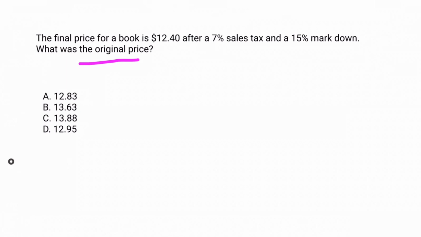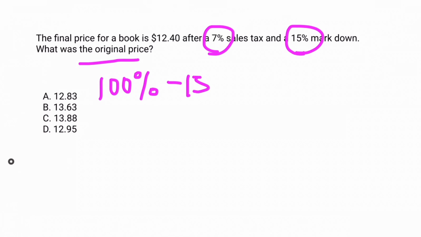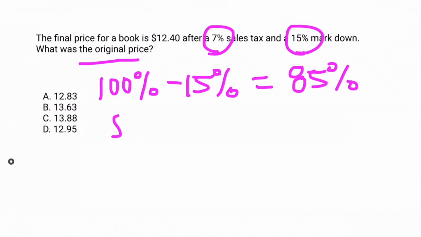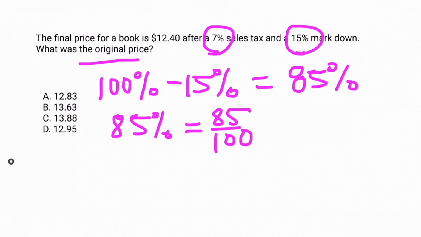So first of all, you have a 15% discount and a 7% sales tax. Remember that the 15% means that you're not paying 100% for the item, but you're also taking off 15%, which means that you're only going to pay 85%. 85% is actually going to equal 85 over 100 when you're trying to put it into your calculator. So this just equals 0.85. So we'll be using this number a lot.